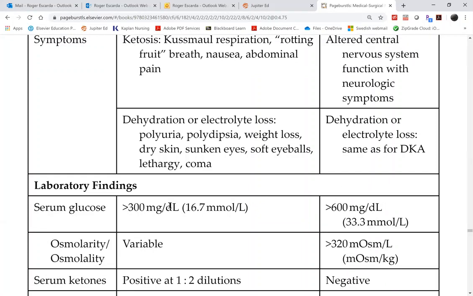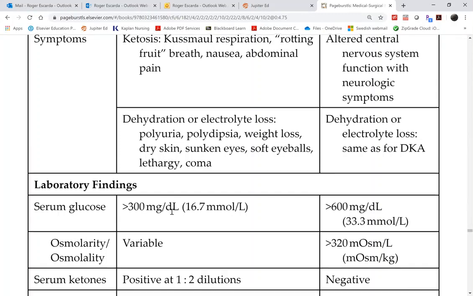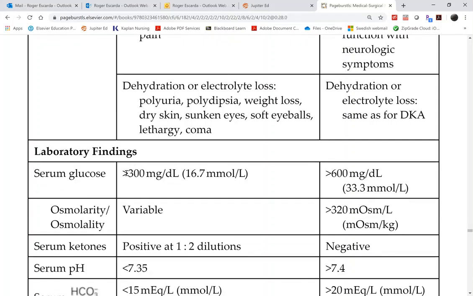Now, please do not confuse this by saying, oh, the blood sugar in DKA settles around 300. No, this table simply means that the symptoms of DKA start at over 300. They can still reach blood glucose of 1,000, 1,200, or 1,500 milligrams per deciliter. Right? That only means symptoms start earlier. Symptoms here in HHS start later.